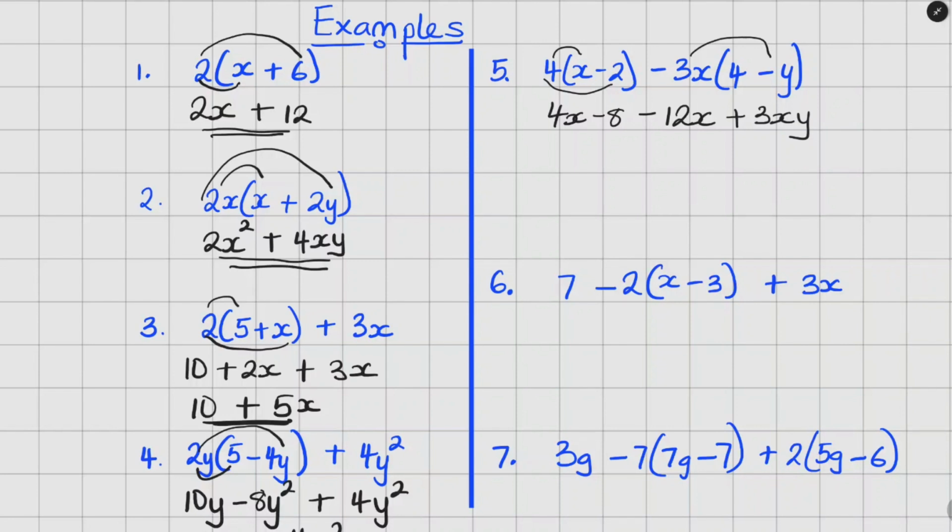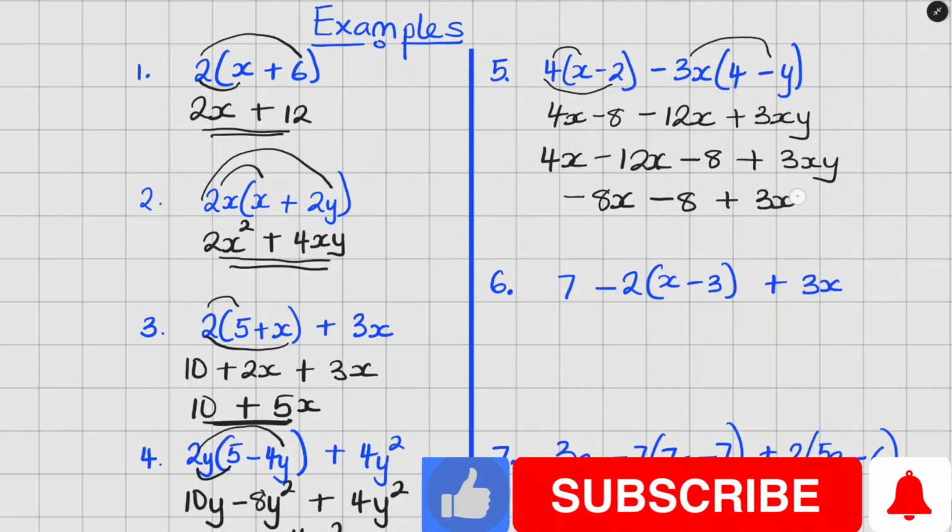So we can collect like terms here because I can see 4x and I see 12x. Those are the like terms there. So I can put them together. It becomes 4x minus 12x minus 8 plus 3xy. 4x minus 12x is minus 8x, minus 8 plus 3xy.